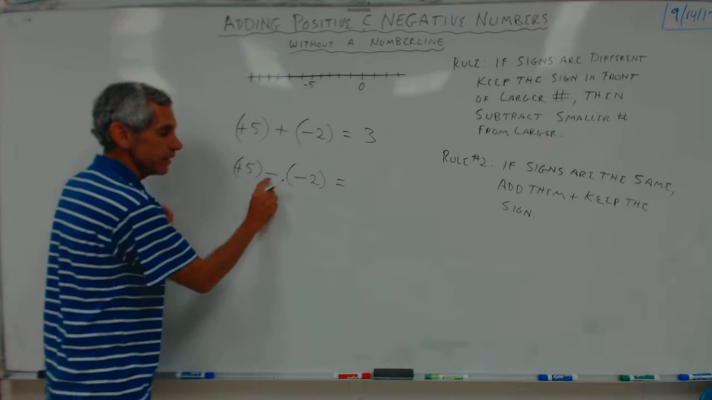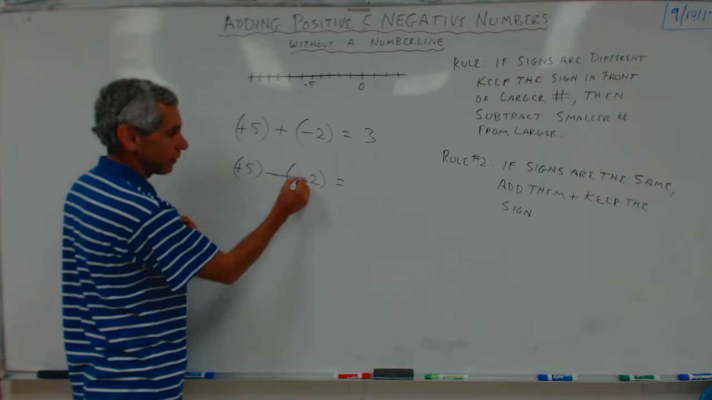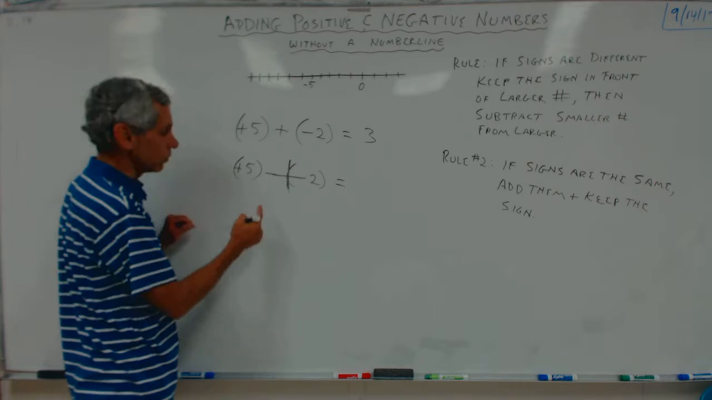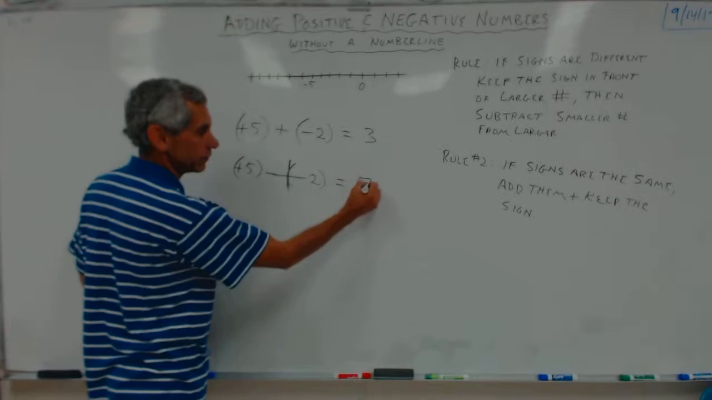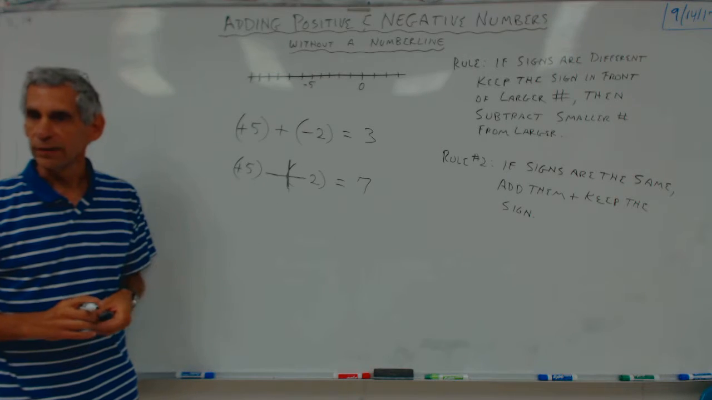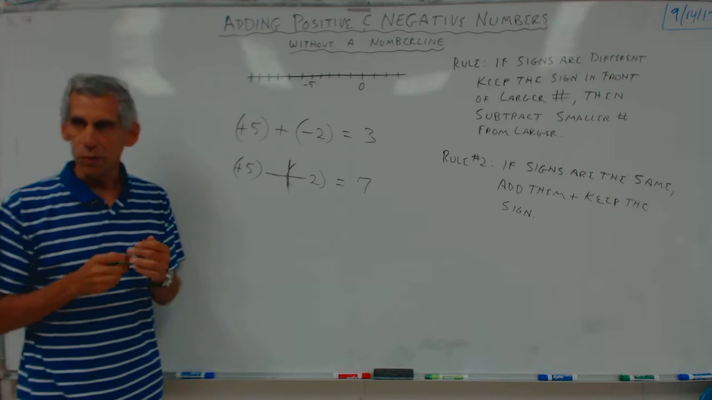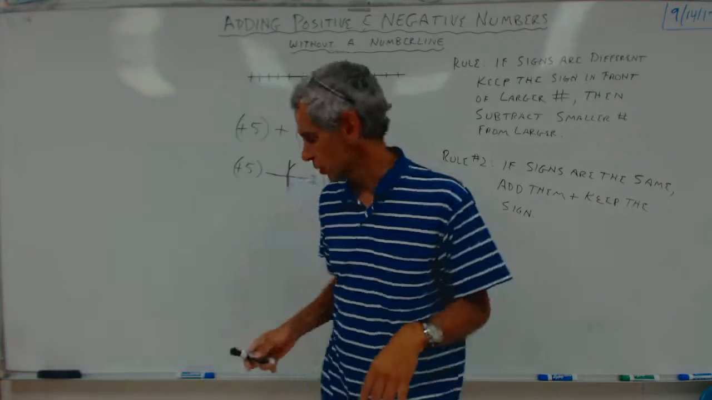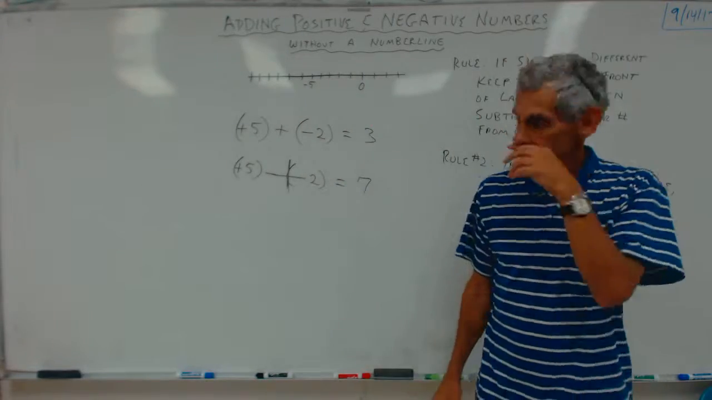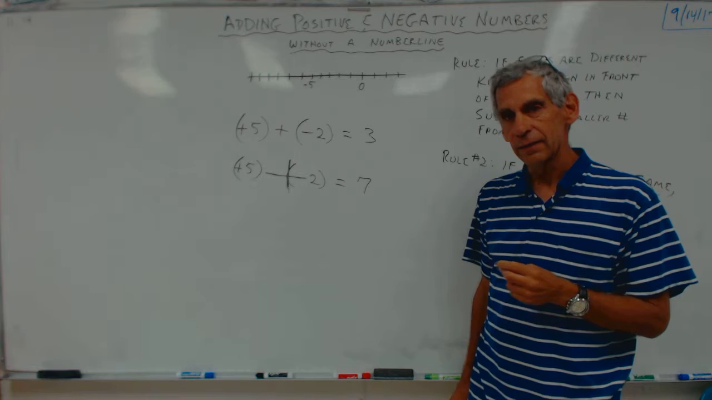Negative times negative is positive, right? Therefore, when you see a negative parenthesis negative, that becomes a big plus sign. So now it's 5 plus 2 is 7. Okay? Does that make sense? You won't see that on the homework tonight, but you'll probably see it on the homework tomorrow night. Do you guys see that?